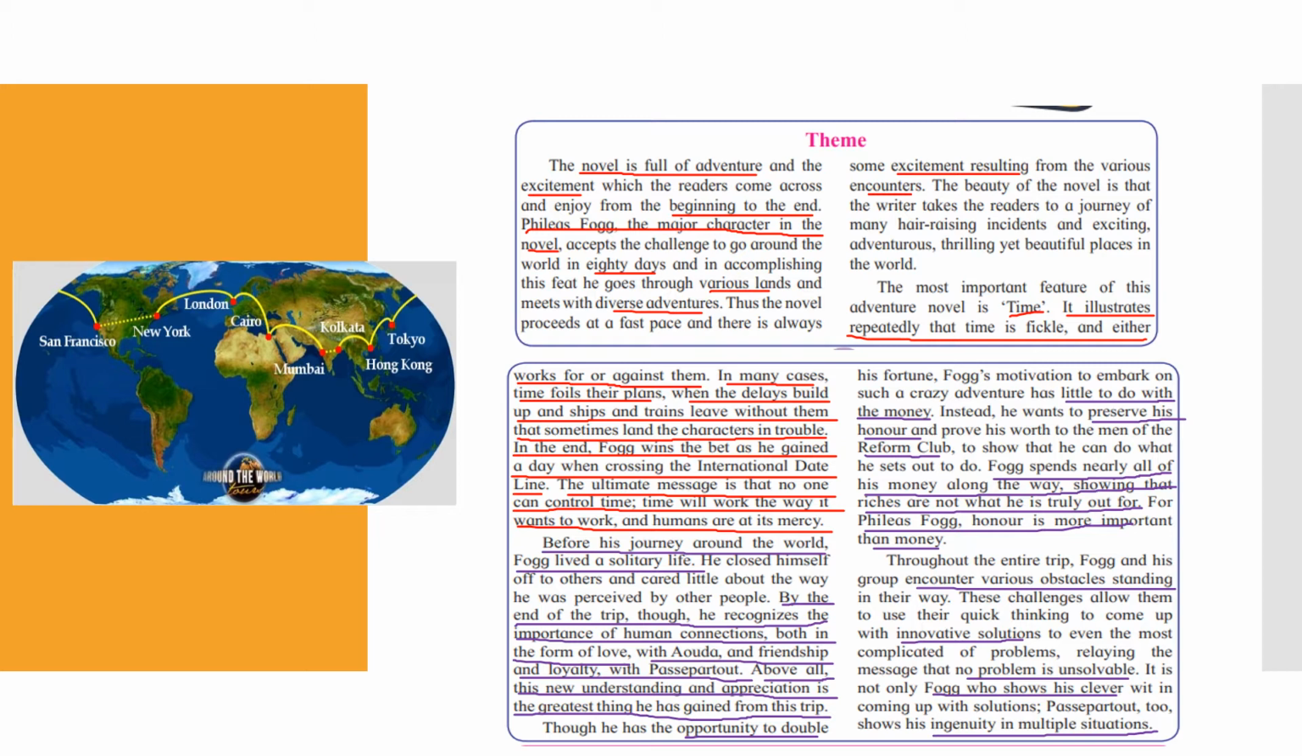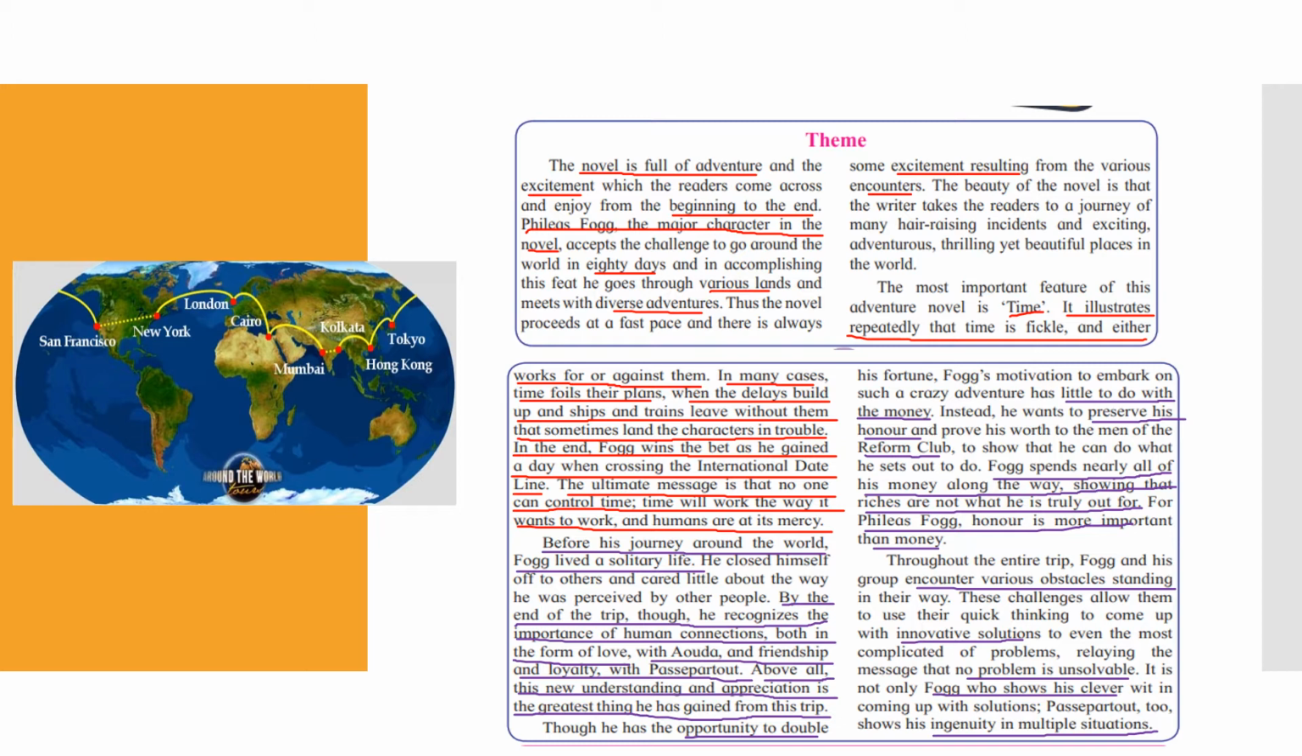So now we will be discussing how Phileas Fogg's life was before the journey started. Before the journey started, his life was full of solitude, and he was very closed and cared very little about people. But by the end of the trip, he recognizes the importance of human connection, both in the form of love with Auda and friendship and loyalty with his valet Passepartout. Above all, this new understanding and appreciation is the greatest thing he has gained from this trip.